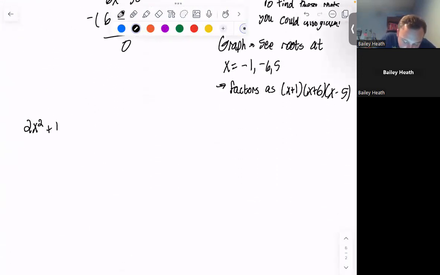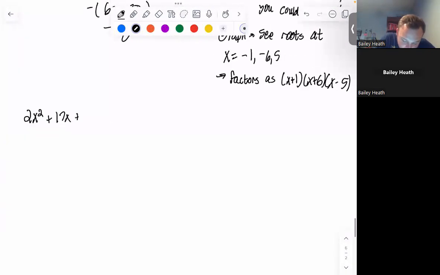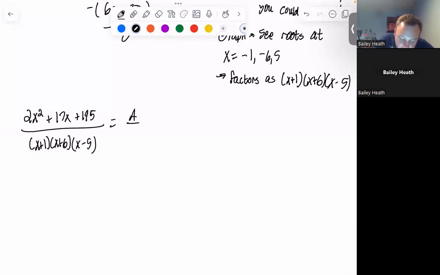We have 2x squared plus 17x plus 195 over this denominator, x plus 1, x plus 6, x minus 5, equals, okay, because each of these are just linear factors, we're just going to have A's, B's, and C's, right? We're just going to have one letter up top. We're not going to have like a Cx plus D or anything like that.